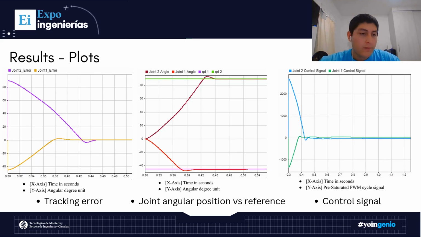In these three plots, we can see the angular tracking error, the joint angular position versus reference, and the control signal of the two motors of the robotic arm.